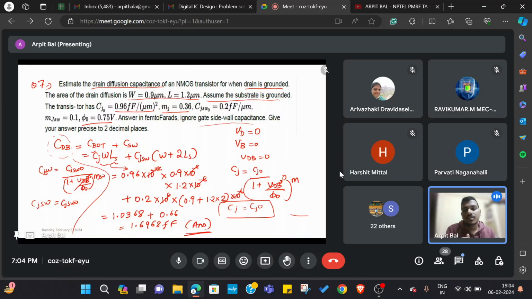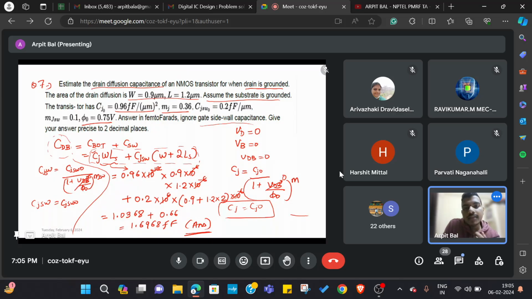Okay, so let me tell you what we did. Here we were supposed to figure out what is the drain diffusion capacitance. Okay, and drain diffusion capacitance is the summation of your bottom plate capacitance and the sidewall capacitance. Okay, and that turns out to be this. How it turns out to be this, we'll get to know. It is covered in the lecture, but I'll revisit that part again.